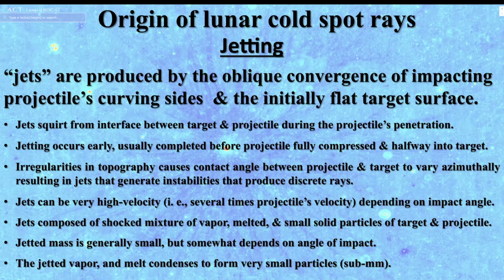Jets are composed of a shock mixture of vapor, melt, and small solid particles of both the target and the projectile. The mass is generally small, somewhat, and depends on the angle. The jetted vapor and melt condenses to form very small particles, again submillimeter.